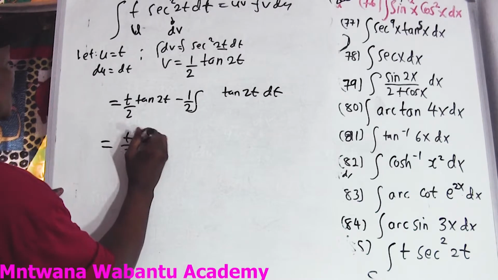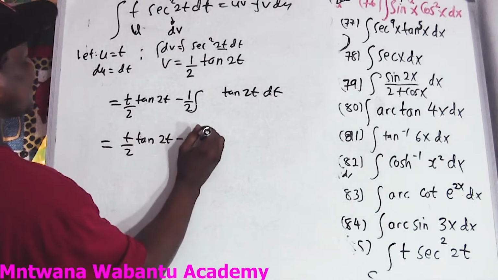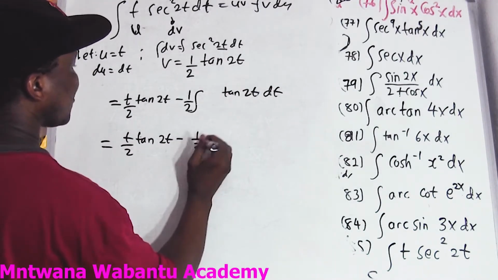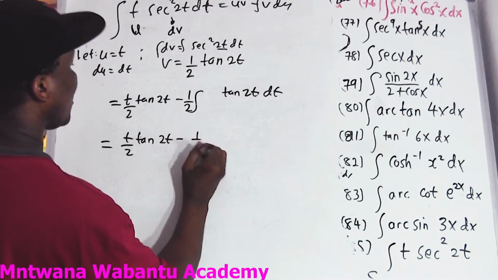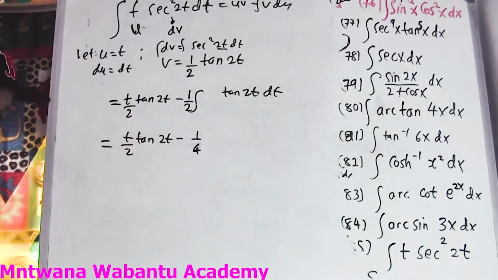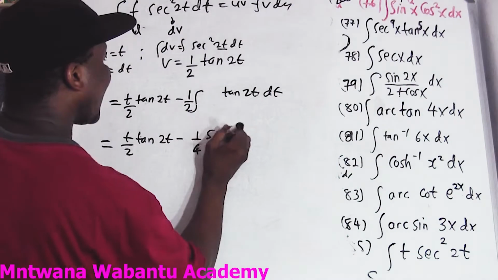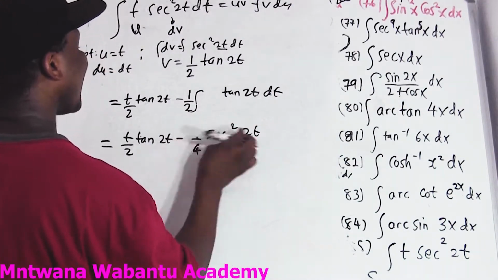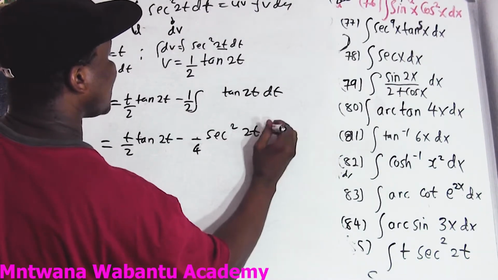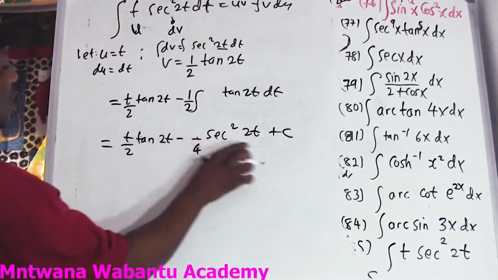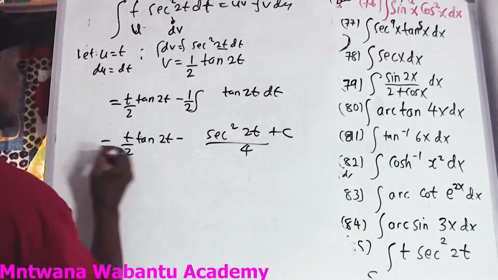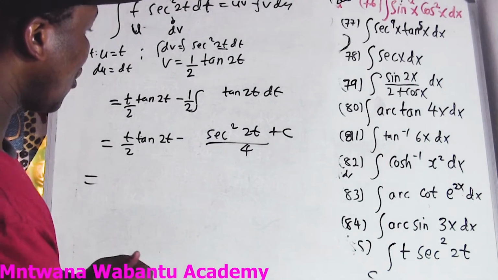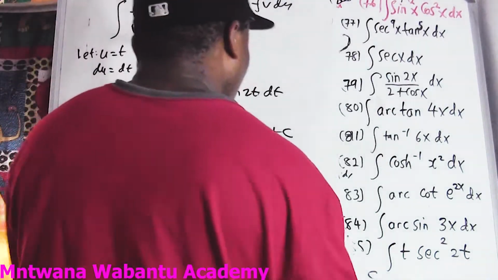So t over 2 tan of 2t minus a half. Differentiate this, it's going to give you 2, 2 times 2 equals 4. Now when you integrate tan, you get sec square, so it's going to be sec square 2t. So 1 times anything is just 1. Sec square 2t plus c. So you can say all this divided by 4. Okay, done. Now let's go to question number 89, because we finished this.